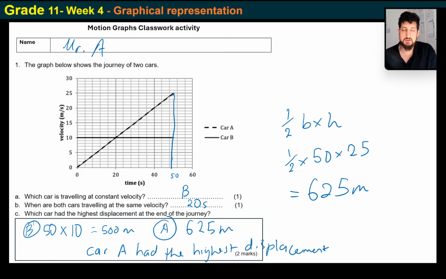Now there's one more thing I would like to talk about. Displacement is a vector, so it has a direction. So what is the direction? Well, we don't know whether it's north, east, west, whatever. So what you can do is say it's positive 625 and it's positive 500. Because that's all we know is that it's positive. So the positive in this case becomes the direction.